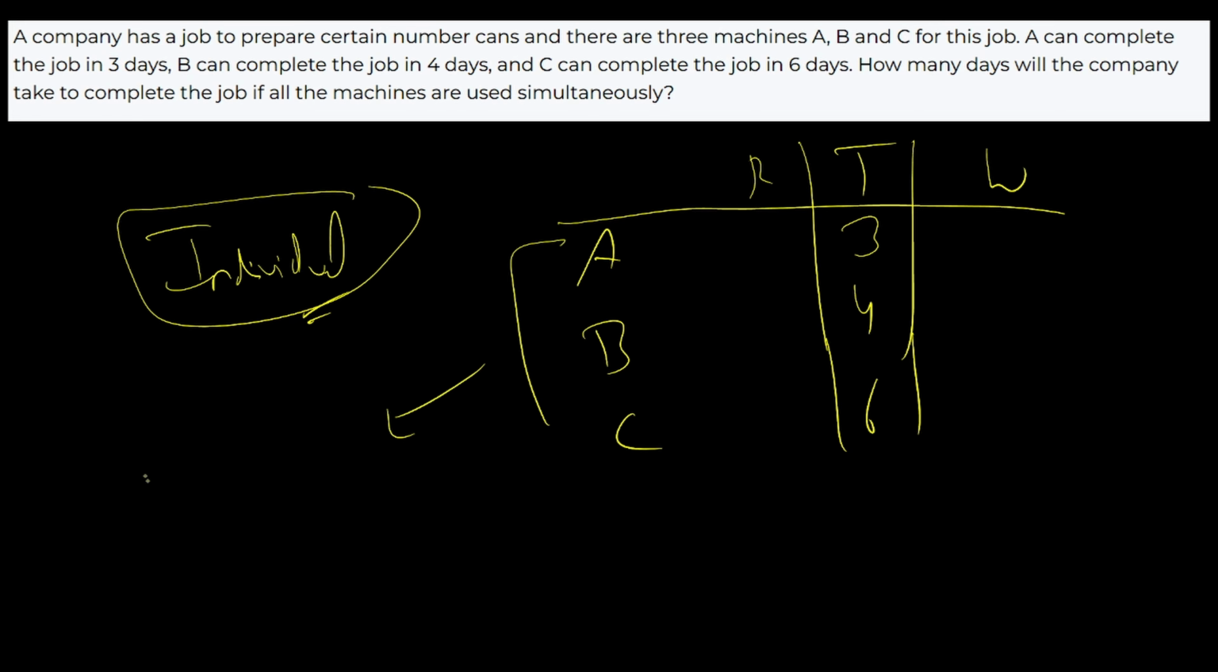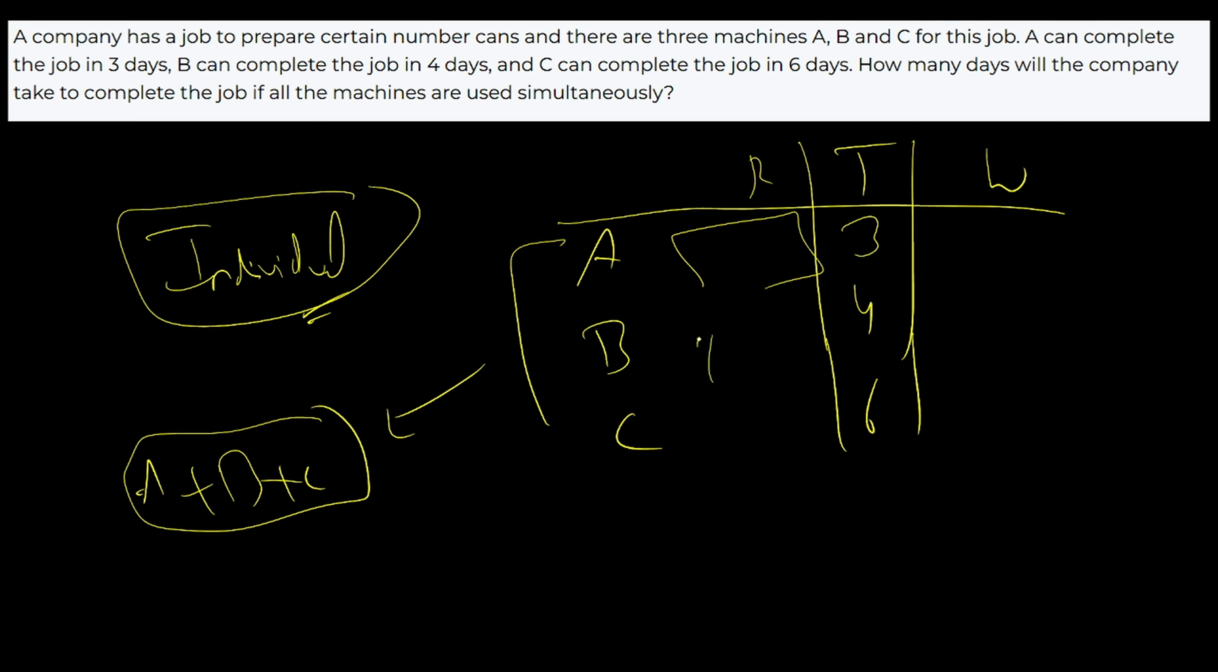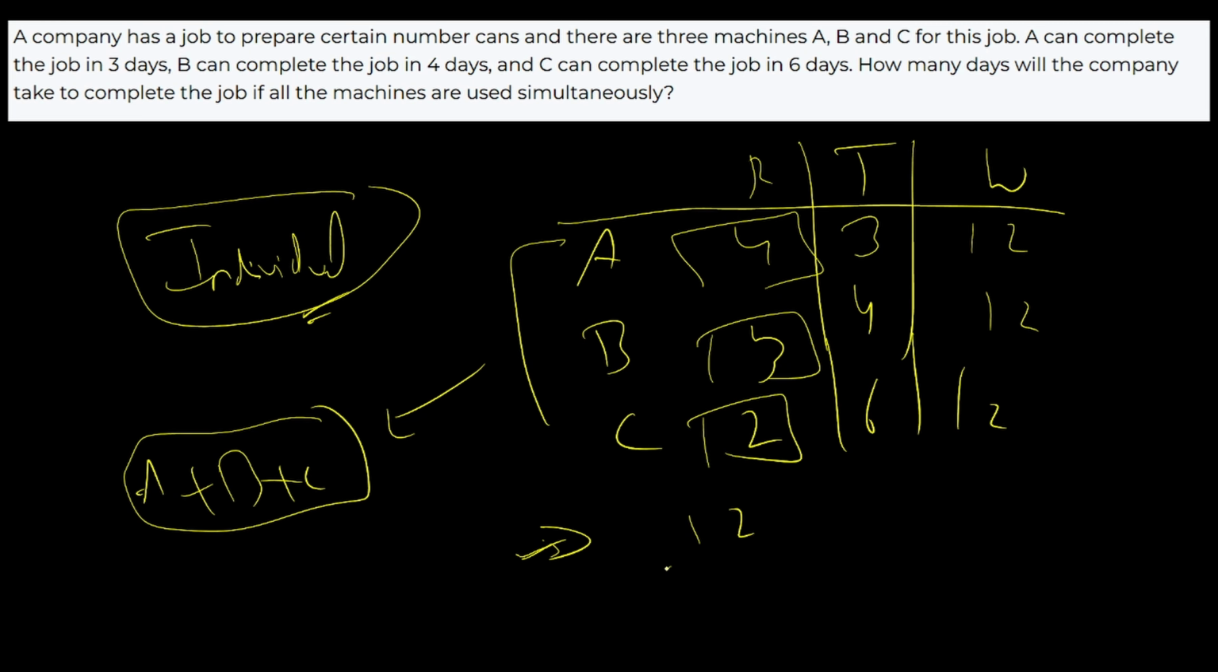Now I have to make them all work together. The question says how many days will the company take to complete the job if all the machines are used simultaneously. So first identify the rates, then only I can do it, right? Same approach. Take the total work as the LCM of 3, 4, 6, which is 12. So the rates are 4, 3, and 2. 4 plus 3 is 7 and plus 2 is 9. Now it is 9, and the total work is 12. Total work upon all the rates: 12 by 9 is 4 by 3, which is your answer.